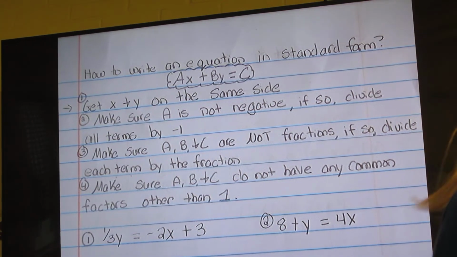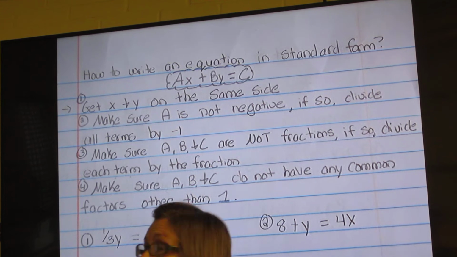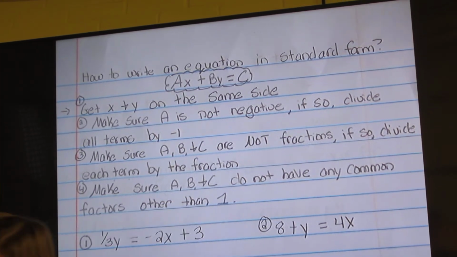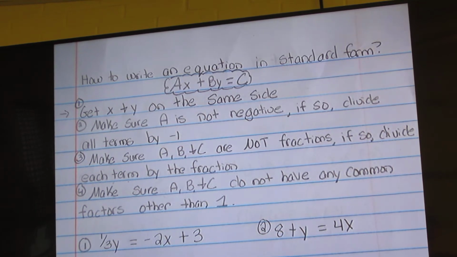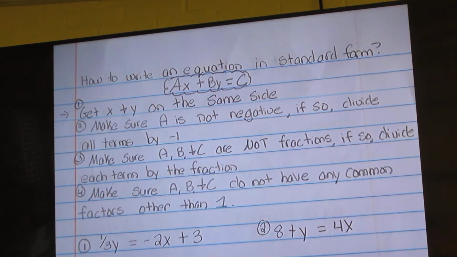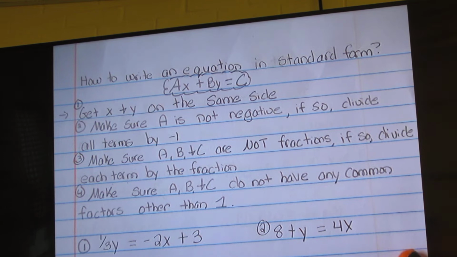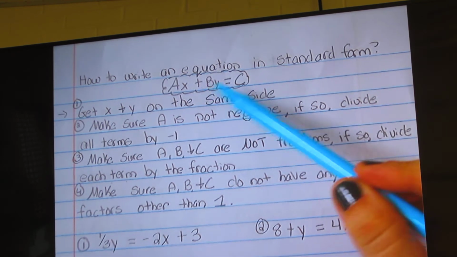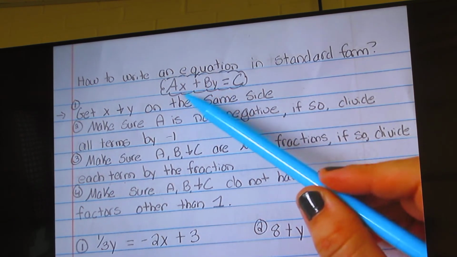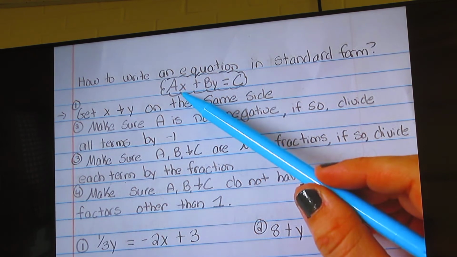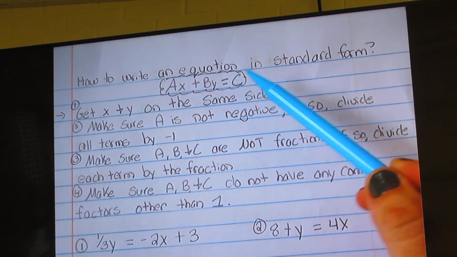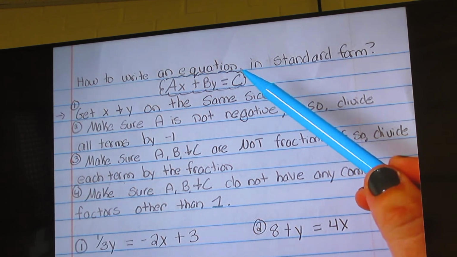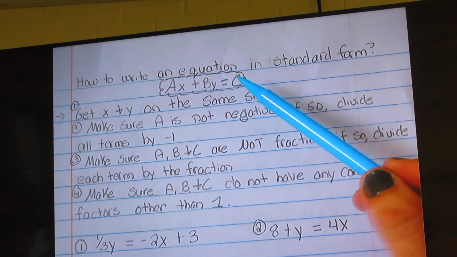Alright guys, in this little short video we're going to talk about how to write an equation in standard form, which is a common topic in 8th grade math, Algebra 1, and many algebra courses. First of all, starting with what standard form says: standard form says ax plus by equals c. Now a, b, and c are all numbers, so it's not near as complicated as it seems to be.